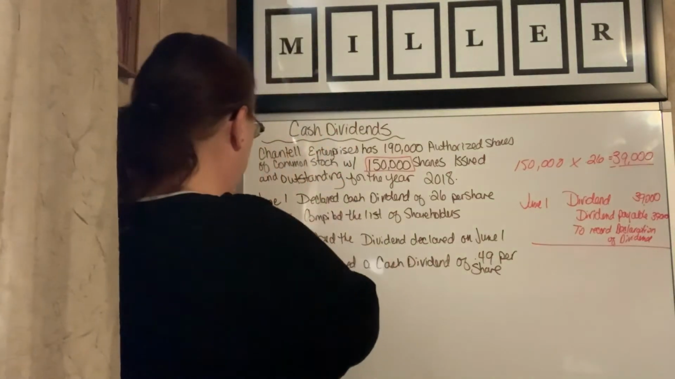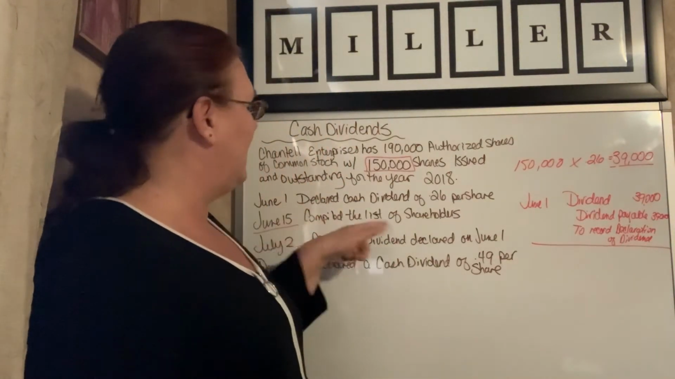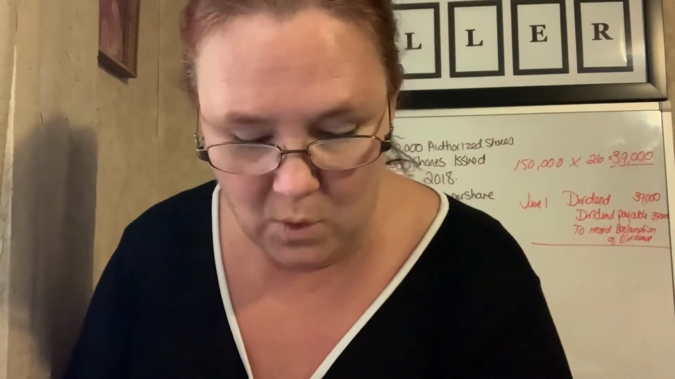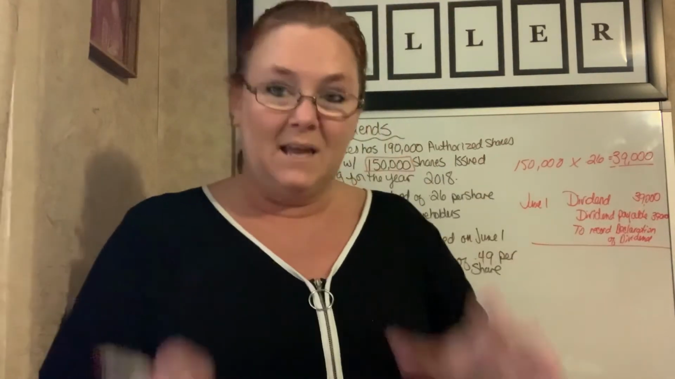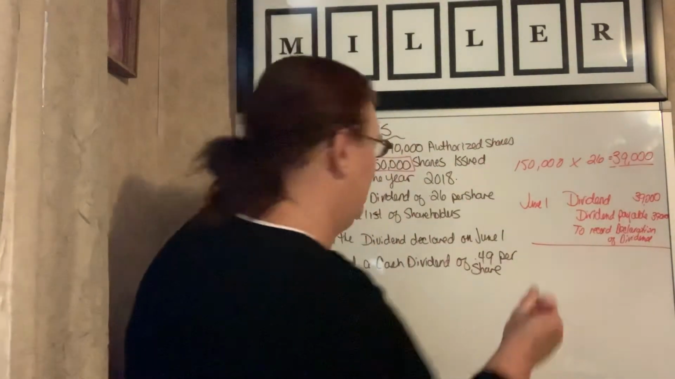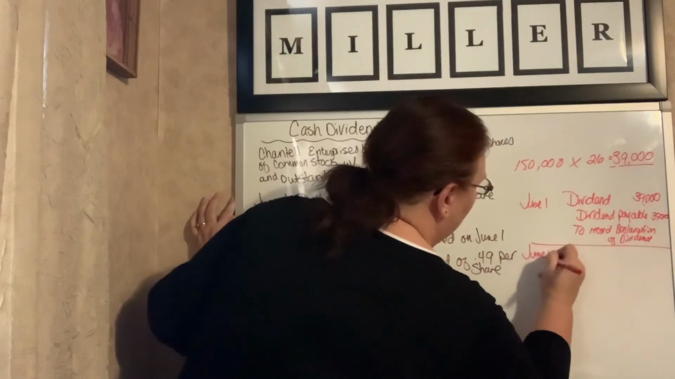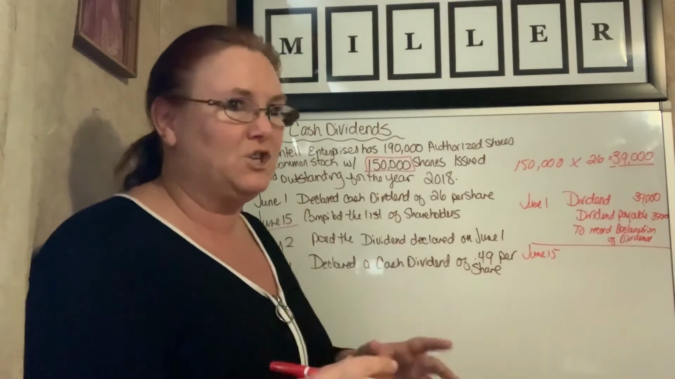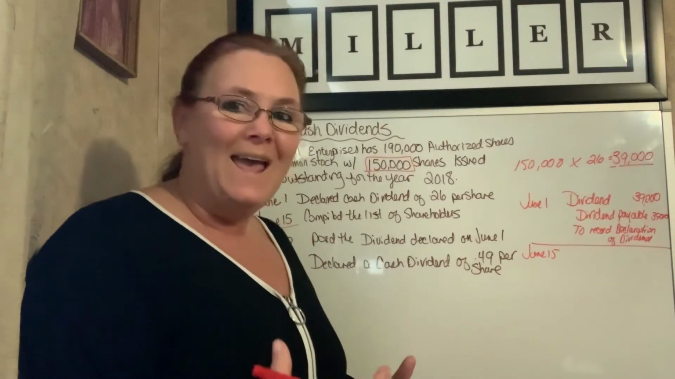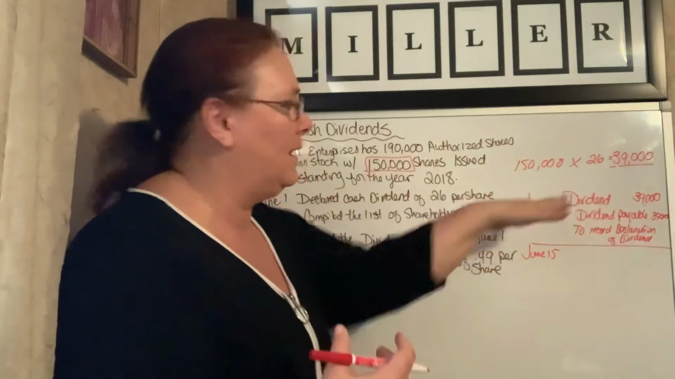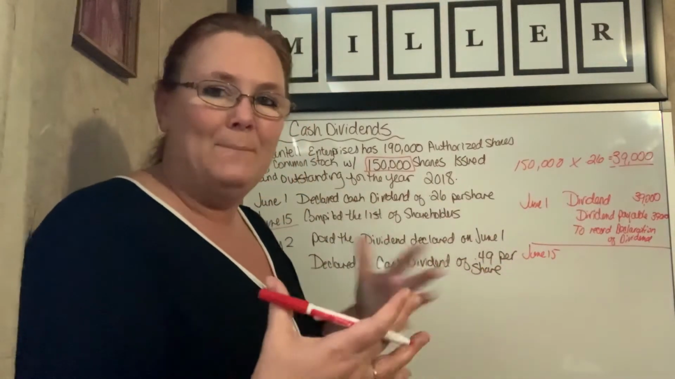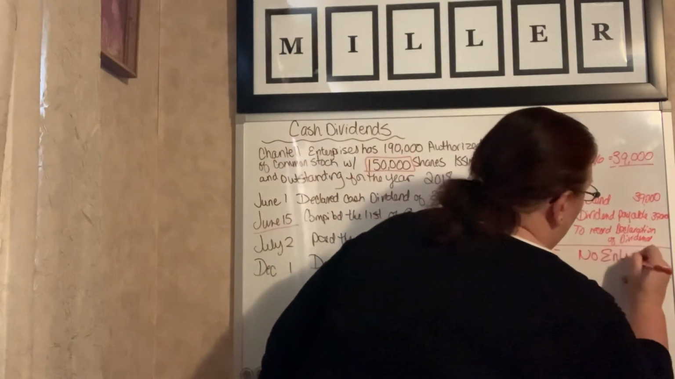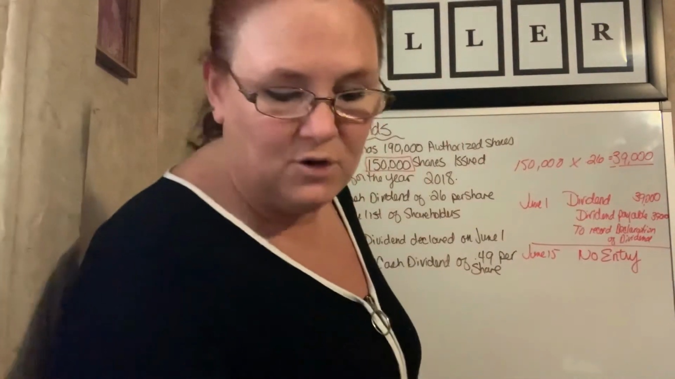And then our next one, June 15th, we compiled the list of shareholders. That's on the top of page 512. Your administrative team is going out and finding who we're paying these dividends to. So they're just doing behind the scenes work, and the journal entry is literally nothing. It's a no entry, and that is clearly listed on page 512.